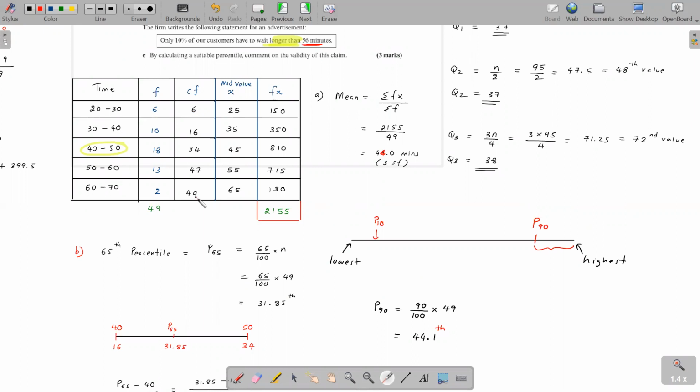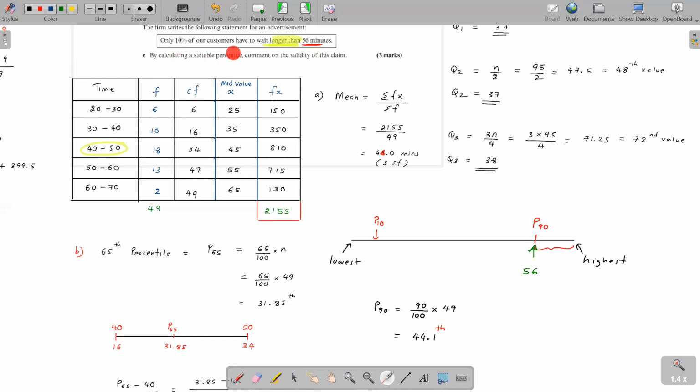Now, they say 10% of the customers wait longer than 56. Basically, all you have to do here is check this value 56. You can see this star 56 is definitely between 50 and 60. All I have to do is check whether this 56 is the 90th percentile. If the 90th percentile is 56 minutes, then what they're saying is true.